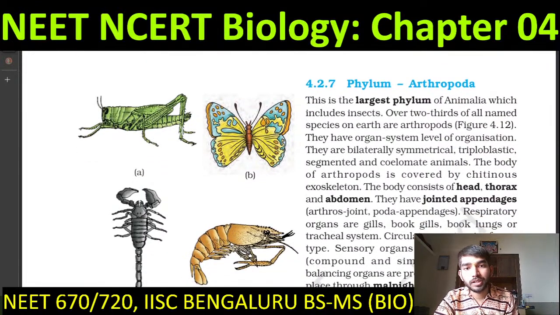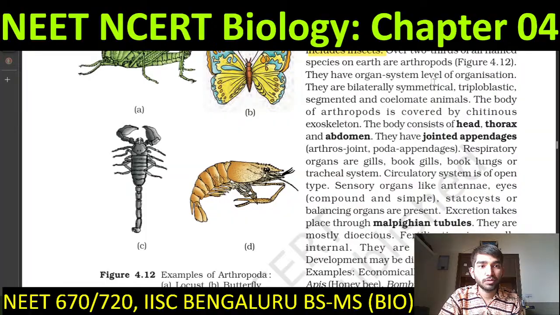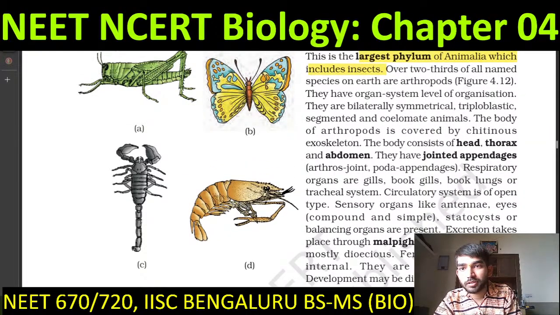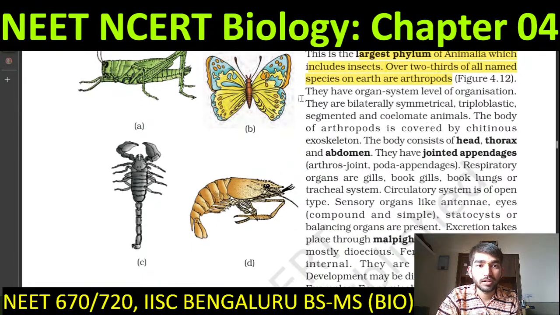So next, coming to Arthropoda, one of the largest phylum of Animalia. So this is the largest actually. This is the textbook. This is the largest phylum, including insects. Over two-thirds of all animal species on Earth are arthropods. This is a very key important statement you should know. Two-thirds of the species on Earth are arthropods. All the described species, if you count and see what is the proportion of arthropods, it's roughly two-thirds of them.